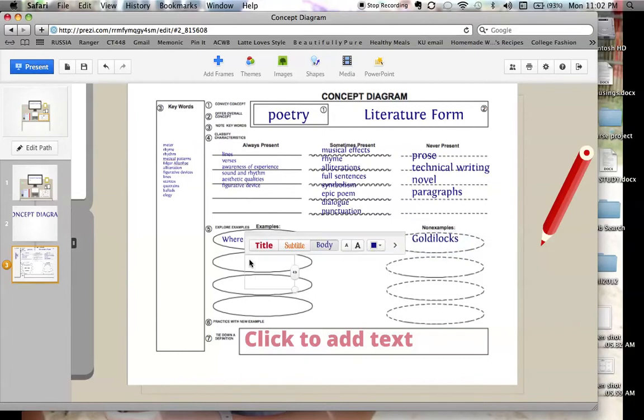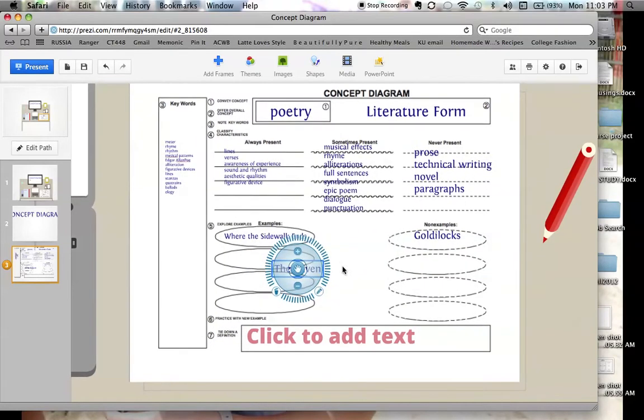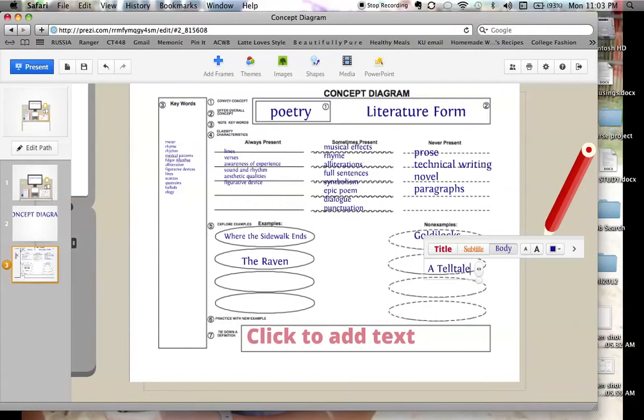Okay, so another example, let's do The Raven. A lot of students will be familiar with Edgar Allan Poe's The Raven. Very famous poem. So we can do another of Edgar Allan Poe's as a non-example, A Telltale Heart.